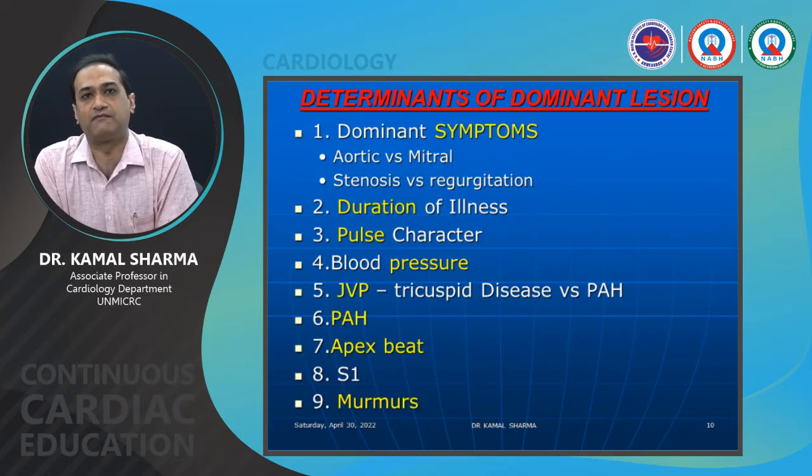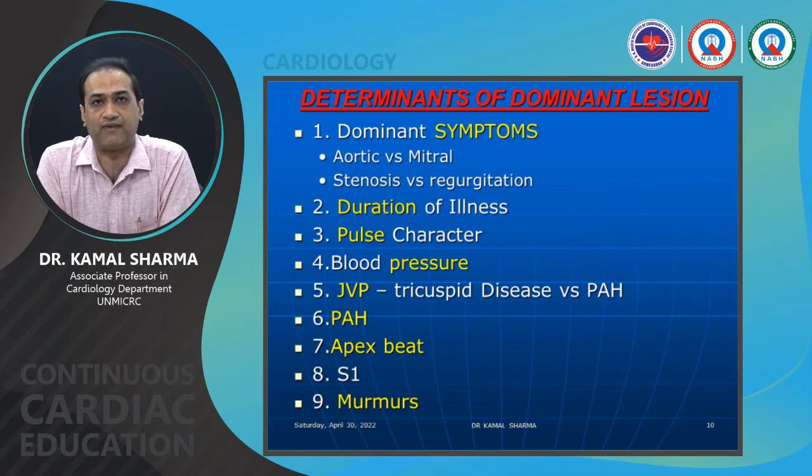So in a patient of valvular heart disease, what are the factors that would determine which lesion is dominant in a multivalvular patient?